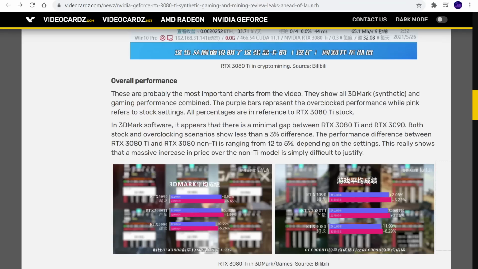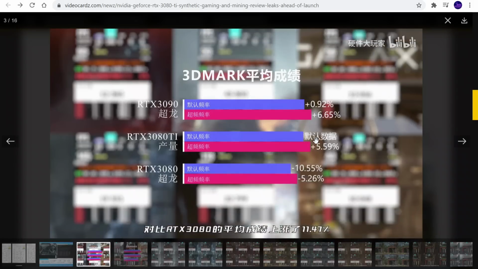And we're seeing that there's a stock and overclocked scenario. That might be what some of those secondary graphs here are showing, less than a 3% difference. It's saying that the percentages are in reference to the 3080 Ti at stock. So I believe what we're seeing here is the 3080 Ti at stock. That's probably saying stock. Here it's running an overclock. And then these are the percentages saying that the 3090 is plus 0.92% and plus 6.65%, where the 3080 is minus 10.55% and minus 5.26%. Again, those pluses and minuses are based on the 3080 Ti at stock, and then it has its own almost 5.6% overclock, right? So that's what we're seeing.